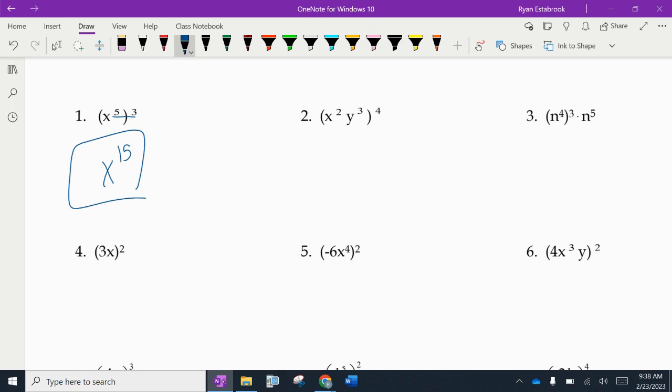Number 2, we have 2 bases on the inside of the parentheses. This 4 is going to apply to both of them. X squared would multiply by itself 4 times. We take this 2 times 4, and we would get x to the 8th. And we do the same thing for the y. 5 times 4 is 20. So x to the 8th, y to the 20th.